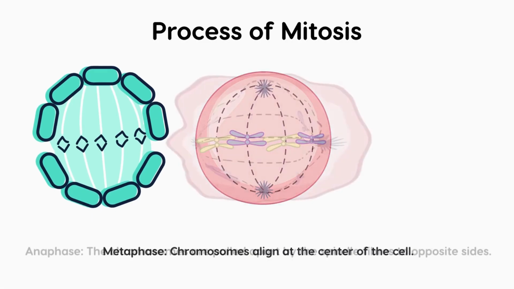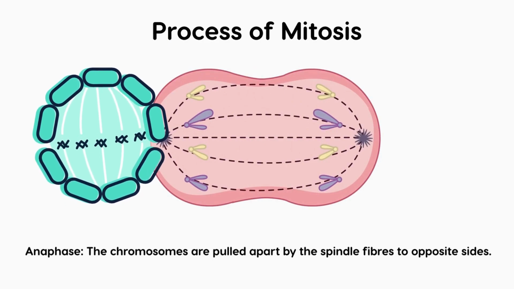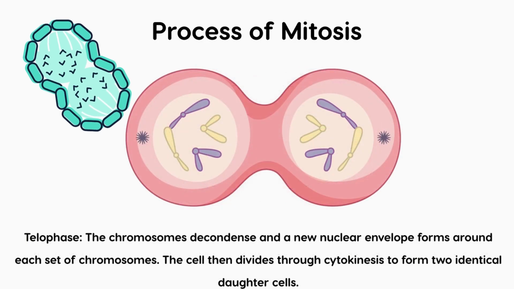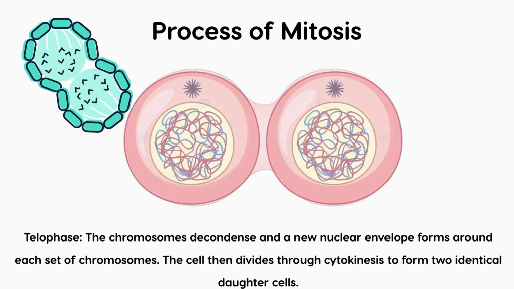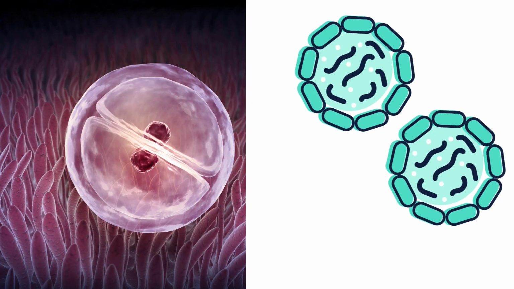The third stage is anaphase: the chromosomes are pulled apart by the spindle fibers to opposite sides. The fourth stage is telophase: the chromosomes decondense and a new nuclear envelope forms around each set of chromosomes. Finally, the cell divides through cytokinesis to form two identical daughter cells.